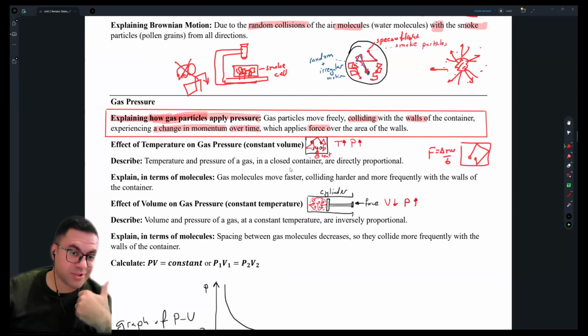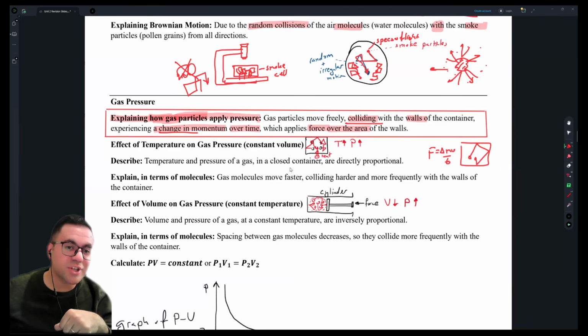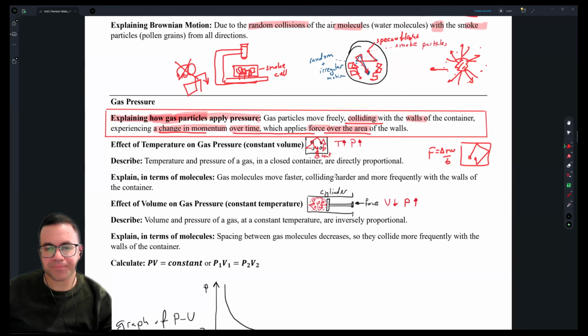Now, I asked about pressure, not force. So remember, this applies force over the area of the walls. Force over area is pressure. So to explain how a gas applies pressure, you have to mention the following. Gas molecules collide, it's very important, experiencing a change in momentum. Change in momentum per time applies force. Force over area applies pressure. This is often worth 3 to 4 marks. You have to mention all of these things. Okay?